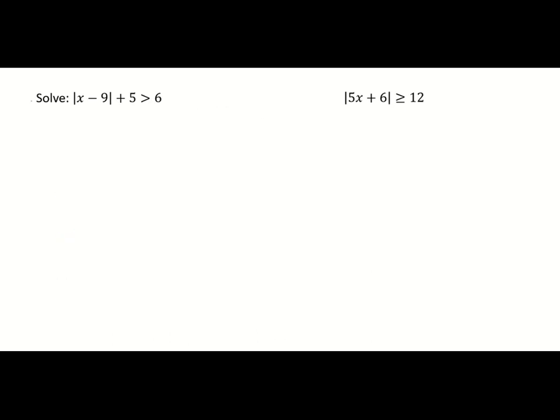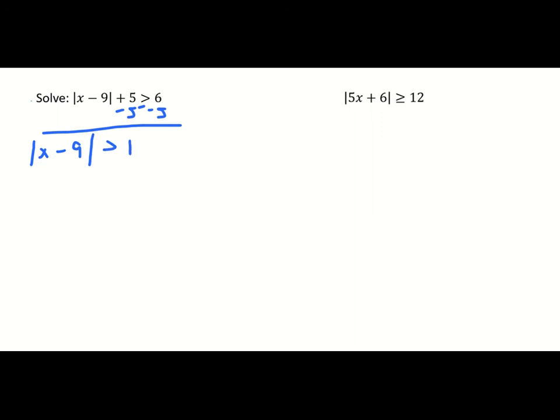Okay, now we're going to solve two inequalities. This time, inequalities that have greater than here. So remember, now we're going to write them as an or statement, or we're going to write two separate inequality statements. Now the first one, again, you want to isolate that absolute value before you do any rewriting of the problem. So we are going to subtract 5 from both sides to start with. And I'll be left with the absolute value of x minus 9 is greater than 1.